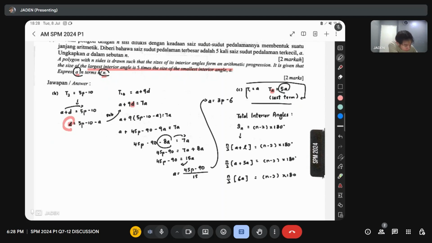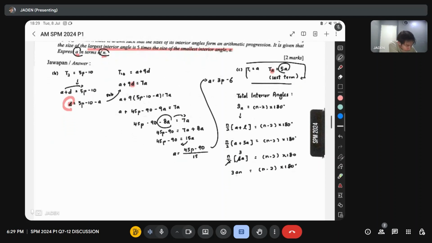All right, the next thing we want to do is to expand this. So 2 and 6 we cut off, and we get 3 over here. So this is 3an equal to n minus 2 times 180. Next, we want to move the 3 and n to the back, so we are left with a here. This is n minus 2 times 180 divided by 3n. Now the 3 can be divided with the 180: 180 divided by 3 gives you 60. So this is n minus 2 times 60, and at the bottom you are only left with n. So that is a in terms of n.